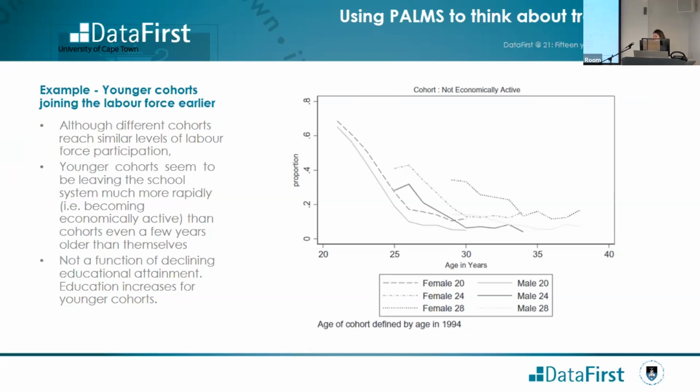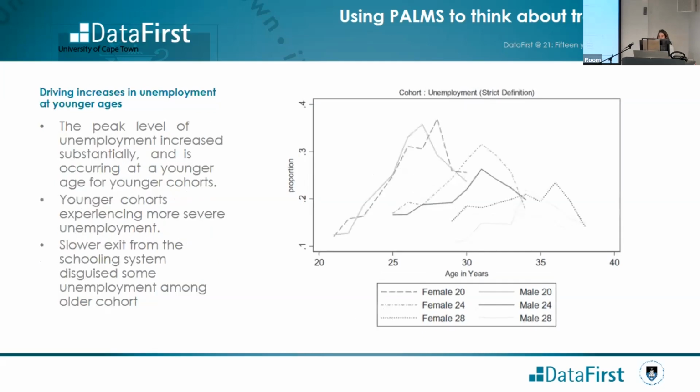And so we looked at that, and we found that's not really happening: younger cohorts are not getting less education, they're actually increasing their levels of education. So in all this cohort analysis, it's very much a descriptive approach, putting pieces of the puzzle together and looking at changes.